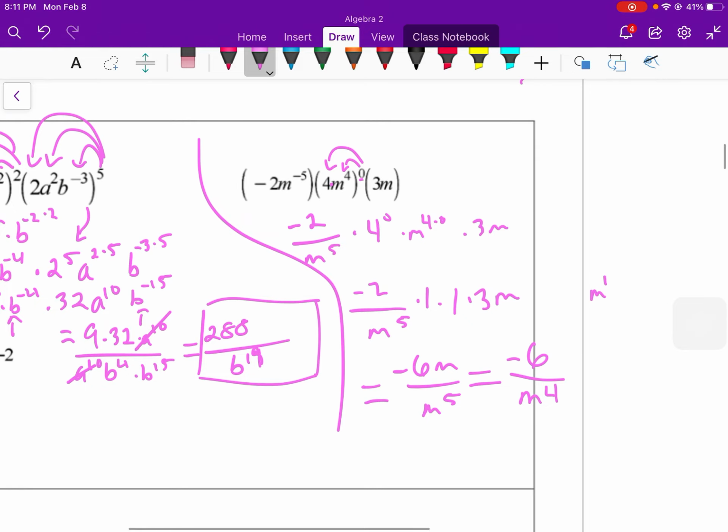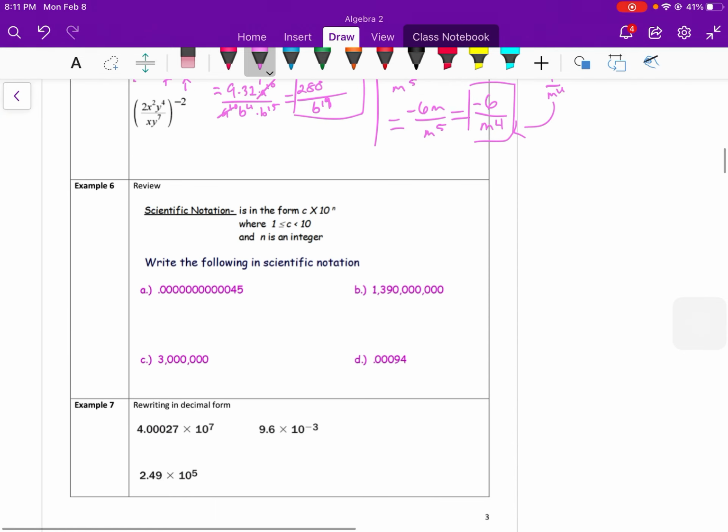Because if we subtracted m to the 1st minus 5 it'd be m to the negative fourth on top, and then we would have to bring it into the denominator. So then it'd be over m to the fourth. So that's why m went in the denominator there.